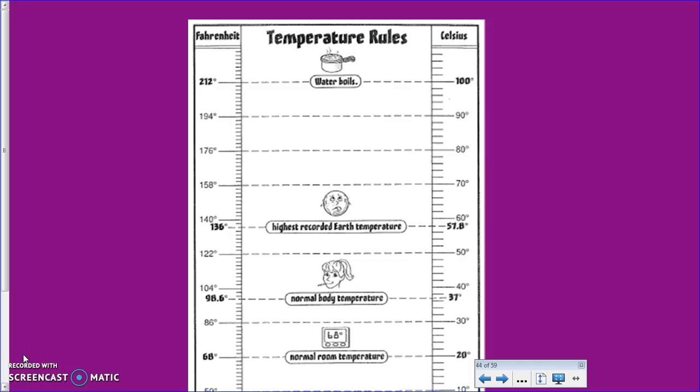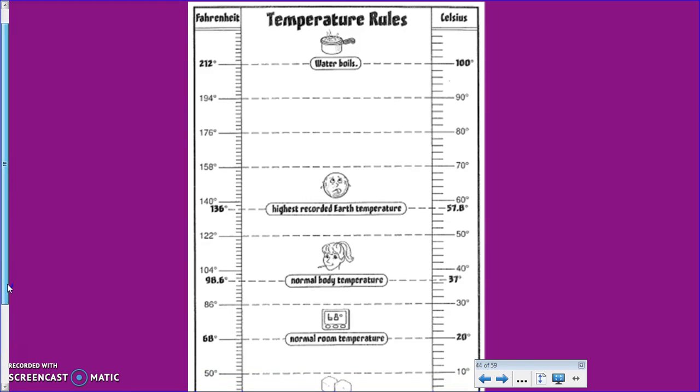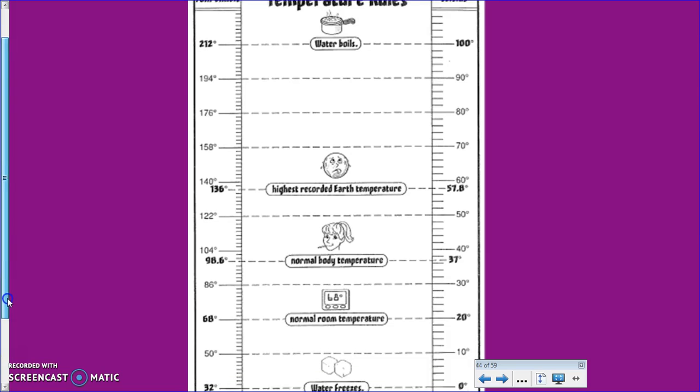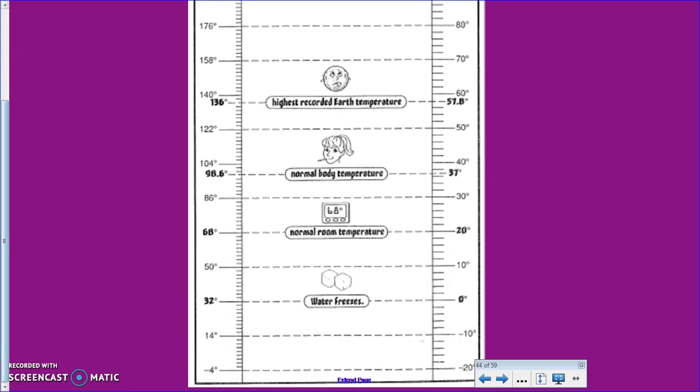We measure temperature in two main scales. We use the Celsius scale and the Fahrenheit scale. And this paper covers a couple of important temperatures that you need to know on both scales. So starting at the top there, at 212 degrees Fahrenheit or 100 degrees Celsius, water boils. Down here at 136 degrees Fahrenheit and 57.8 degrees Celsius is the highest recorded Earth temperature.